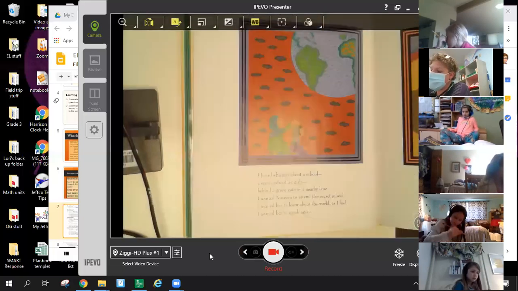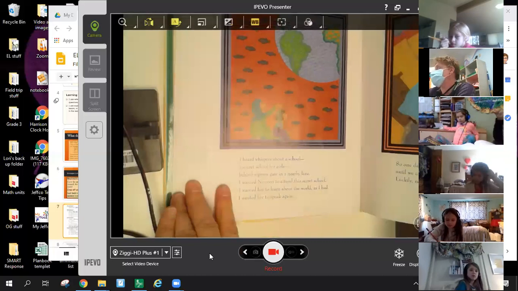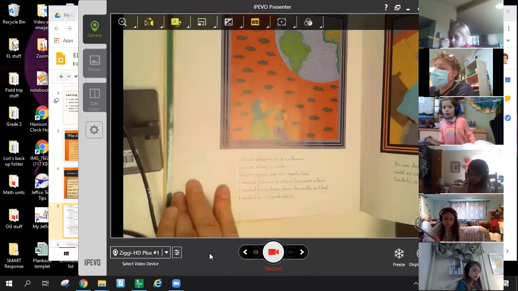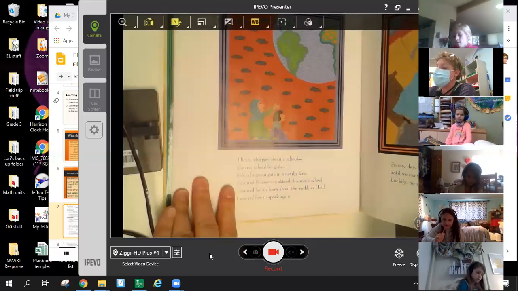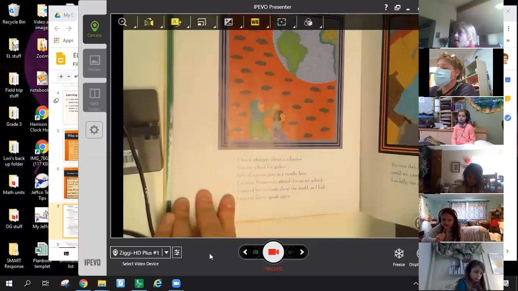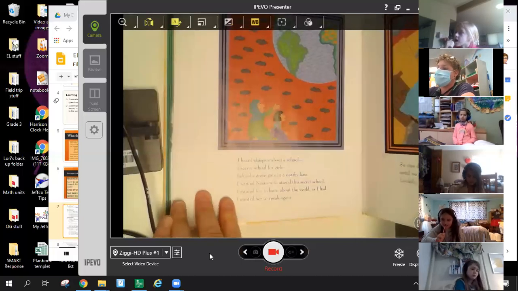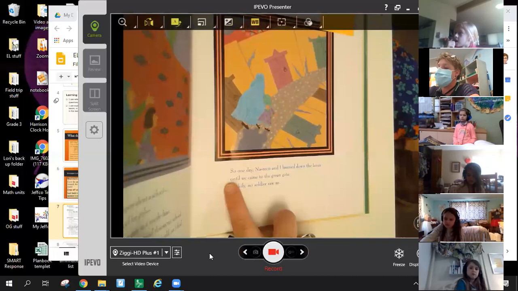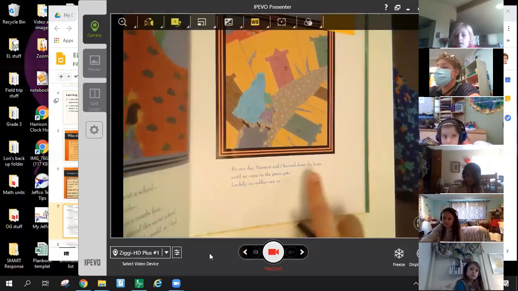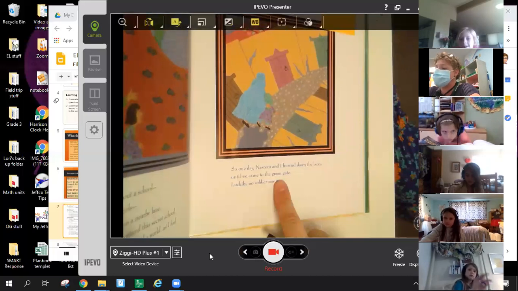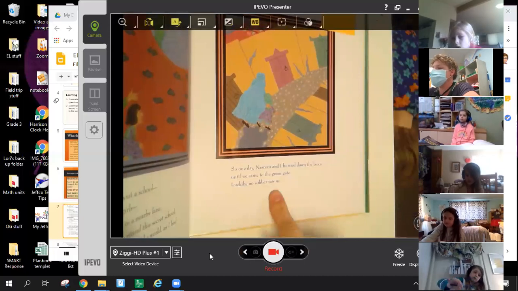Okay, here we go. I heard whispers about a school, a secret school for girls, behind a green gate in a nearby lane. I wanted Nazreen to attend this secret school. I wanted her to learn about the world as I had. I wanted her to speak again. So one day, Nazreen and I hurried down the lanes until we came to the green gate. Luckily, no soldier saw us.